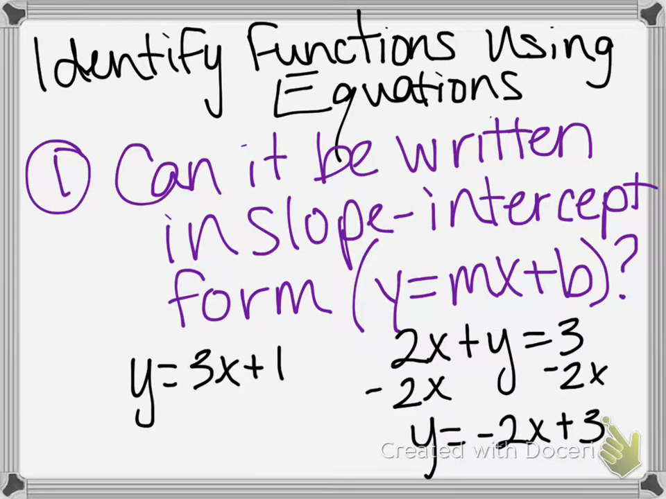Now, if we're identifying functions using equations, there are some rules that we can use. Every linear function can be written in slope-intercept form, which, if you remember, is y equals mx plus b. So if it can be written in y equals mx plus b form, then it is linear. If you look at this first example, y equals 3x plus 1, that's written as y equals mx plus b. The second one, however, is 2x plus y equals 3. Can we write that in slope-intercept form? Well, yes. We would just get the x on the other side, and we would be left with y equals negative 2x plus 3, showing us that it is a linear function.